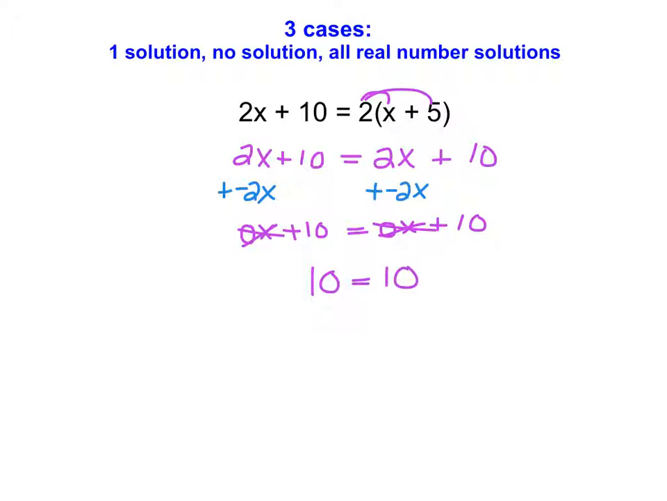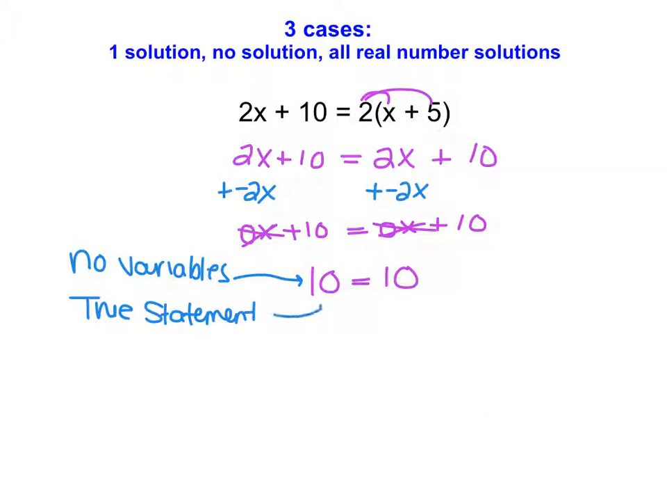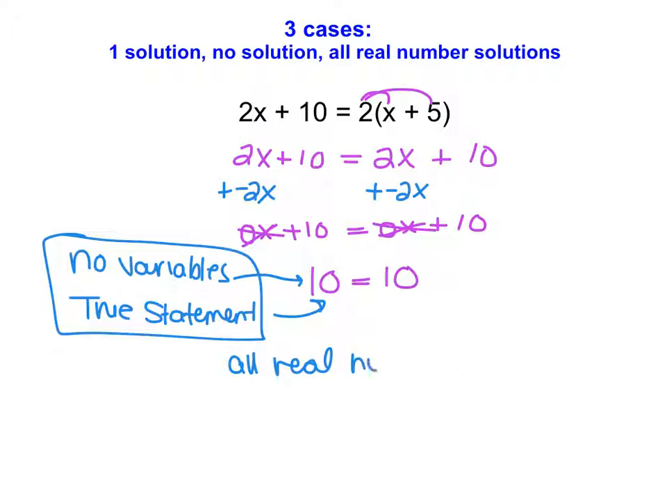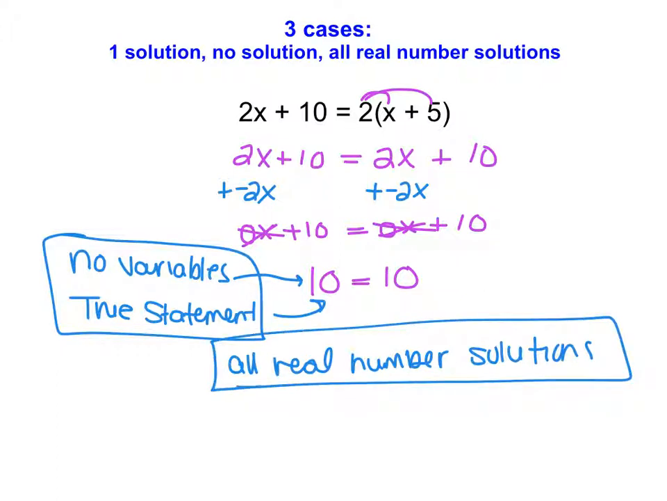And what I'm noticing here is that as I solved, I have no variables left. But unlike a couple slides ago, 10 equals 10 is a true statement. So if you have no variables left, but you're left with a true statement, what this is telling you is that all real numbers are solutions. So you have all real number solutions to this particular problem.